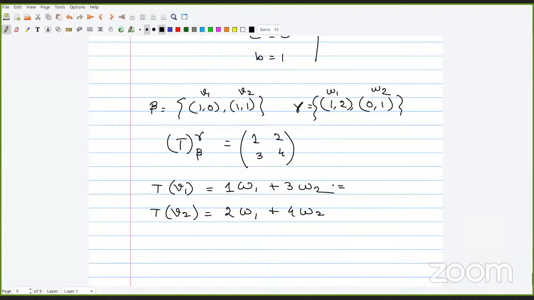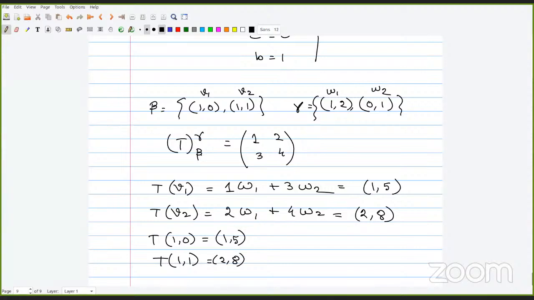So what is 1 into w1 and 3 into w2? So 1 comma 2 plus 0 comma 3, so it is basically 1 comma 5, right? And 2 into w1 is 2 comma 4, plus 0 comma 4, so basically 2 comma 8. So basically what I got is T of 1 0 is 1 comma 5 and T of 1 1 is 2 comma 8. Till now this is clear?